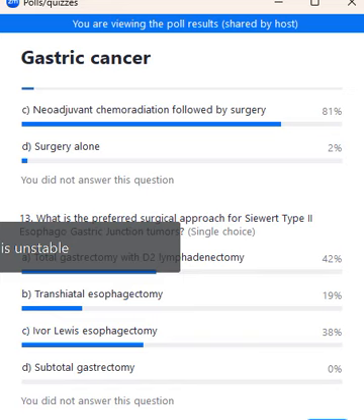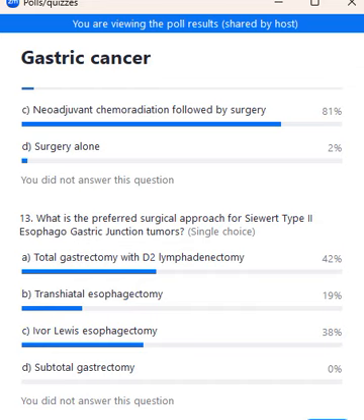Sir, that's all. Okay, thank you, Dr. Abdul Al Maruf, for nicely moderating the poll as well as the question designing. It covered a lot of spectrum on gastric cancers.